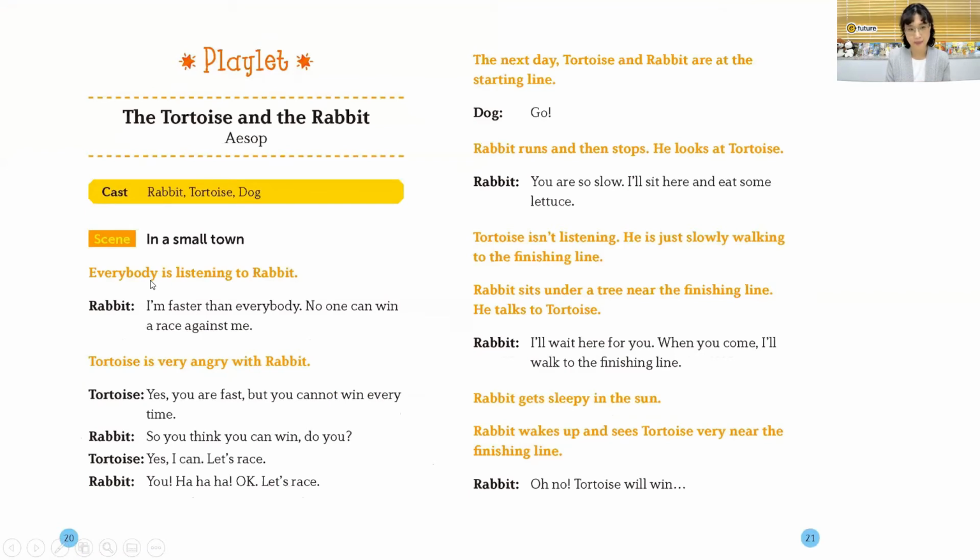Everybody's listening to Rabbit. And Rabbit says, I'm faster than everybody. No one can win a race against me. Right? The rabbit is very proud. Right? I'm the fastest. Tortoise is very angry with Rabbit. Tortoise: Yes, you are fast, but you cannot win every time.